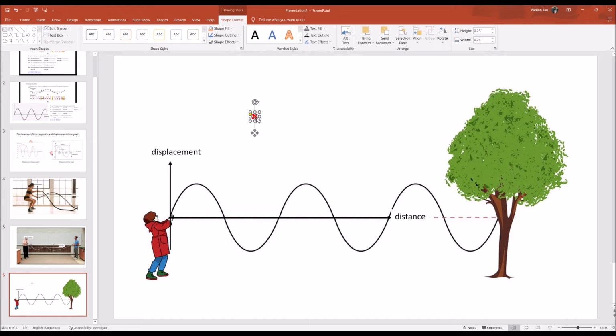Then what is a displacement time graph? We can think of it like this. Let's say I'm interested in this particle over here, which I put with an X. I want to know how its vertical displacement varies over time. Then I will get a displacement time graph. I will show you what I mean using the simulation.